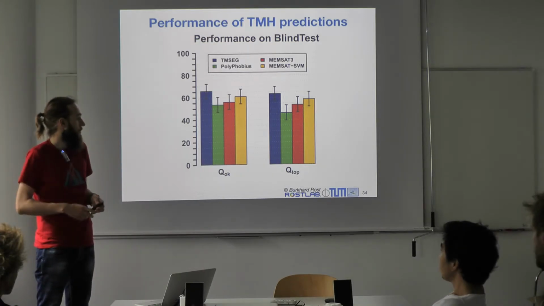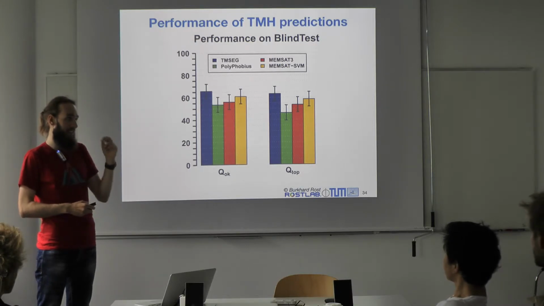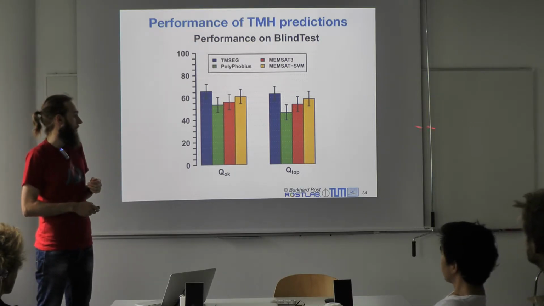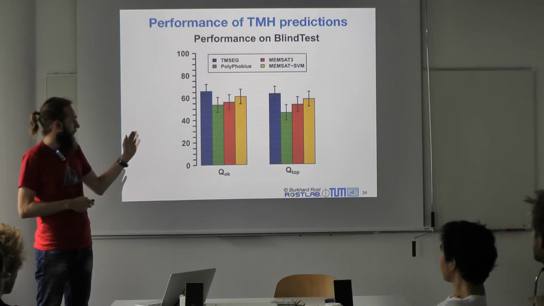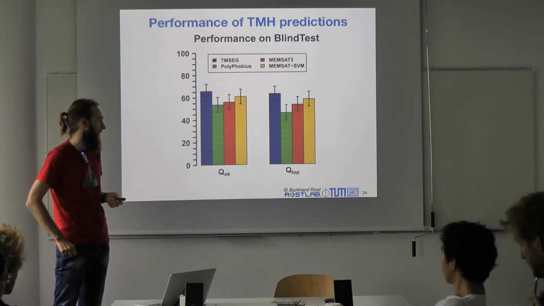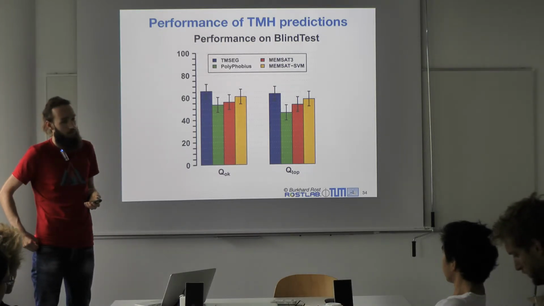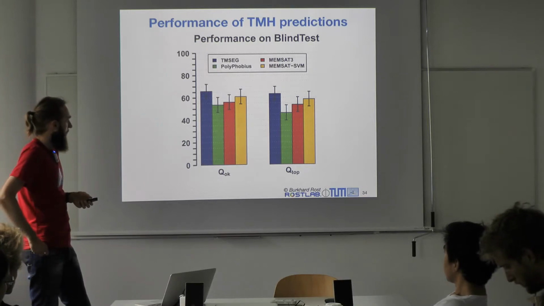If you look at topology, we can actually see that not only is it again the highest score, it also is significantly better than Polyphobius at least. And it's, yeah, so generally also a good deal higher than the MEMSAT group of predictors.